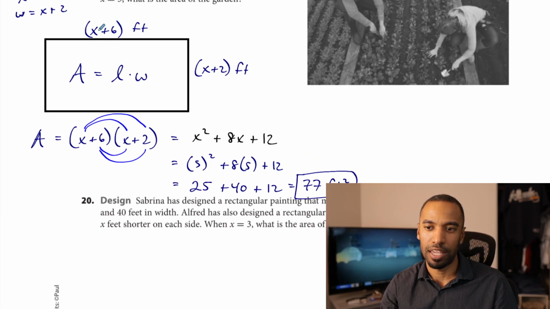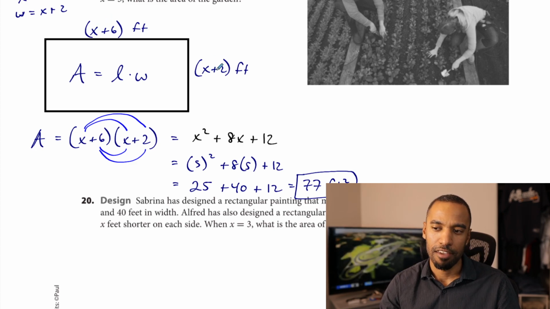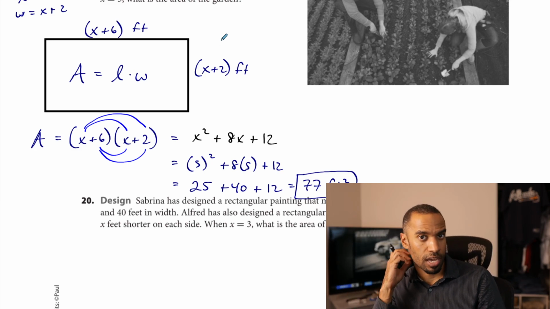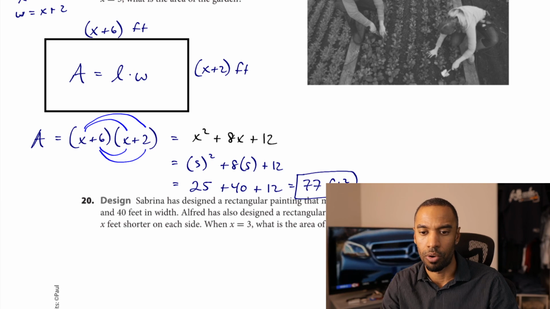If you want to confirm it, again, this would have been faster. 5 plus 6 is 11. 5 plus 2 is 7. 11 times 7 is 77. But just the result, you get the same answer there. Just know that knowledge is enough.